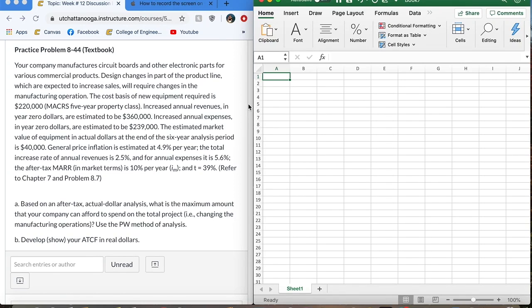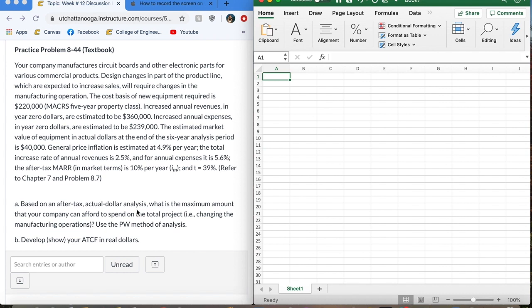Today's problem, Dr. Osmond has asked us to solve the problem that's on the screen. It says your company manufactures circuit boards and other electronic parts for various commercial products. To solve part A, it says based on an after-tax actual dollar analysis, what is the maximum amount that your company can afford to spend on a total project using the PW method of analysis.